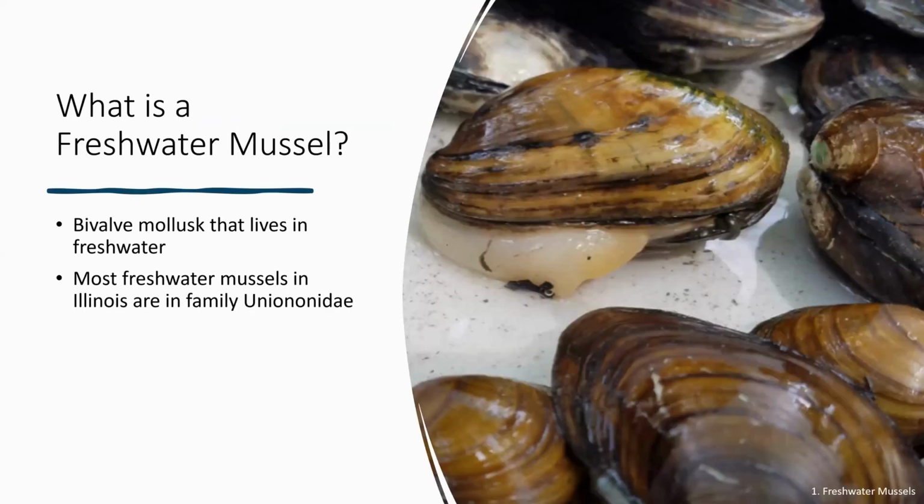So to start out, what is a freshwater mussel? A freshwater mussel is a bivalve mollusk. That means that it has two shells. That's what bivalve stands for. And mollusks all have a hard shell with a soft body inside. These guys are very similar to their marine counterparts, but they're located in our freshwater rivers and streams. And most of the mussels that we have in Illinois are from the family Unionidae.